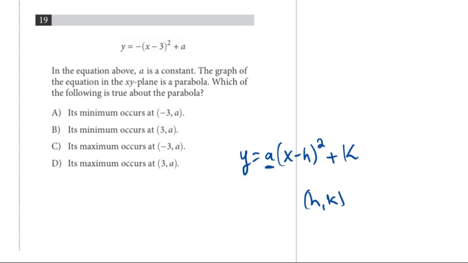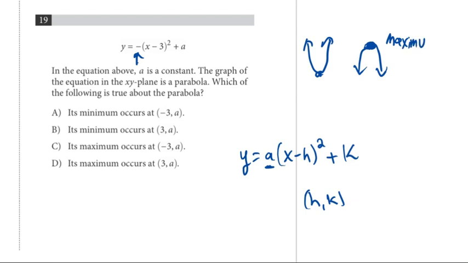A, if it is positive, the graph would go upward. If A is negative, the graph would go downward and would have a maximum. So if it goes upward, it has a minimum. If it goes downward, the graph would have a maximum. In this case, we see this is negative here. So that graph would have a maximum point right here. And this maximum point is called the vertex.